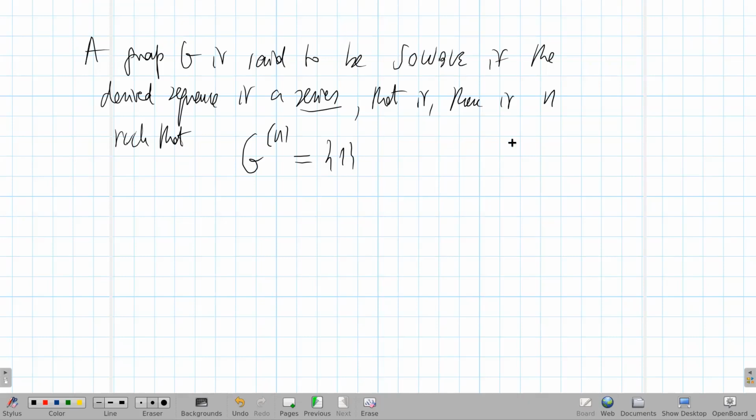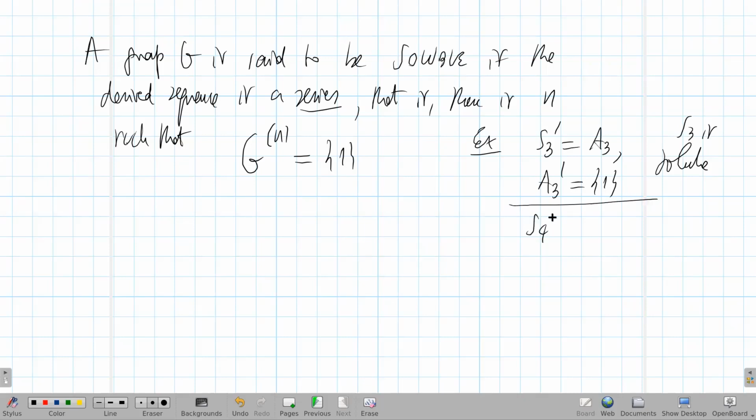For instance, a couple of examples, which are a bit trivial. If you take S3, the derived subgroup is A3, and then if you take A3 prime, this is cyclic, or abelian, so this is 1, so it's soluble. S3 is soluble. I leave this as an exercise.